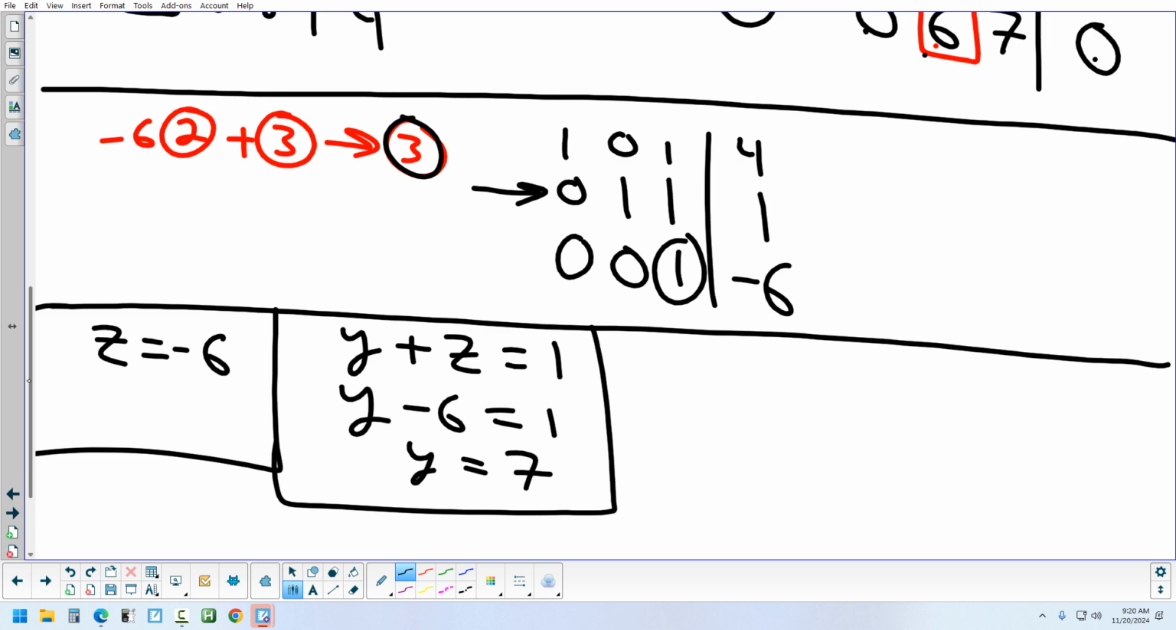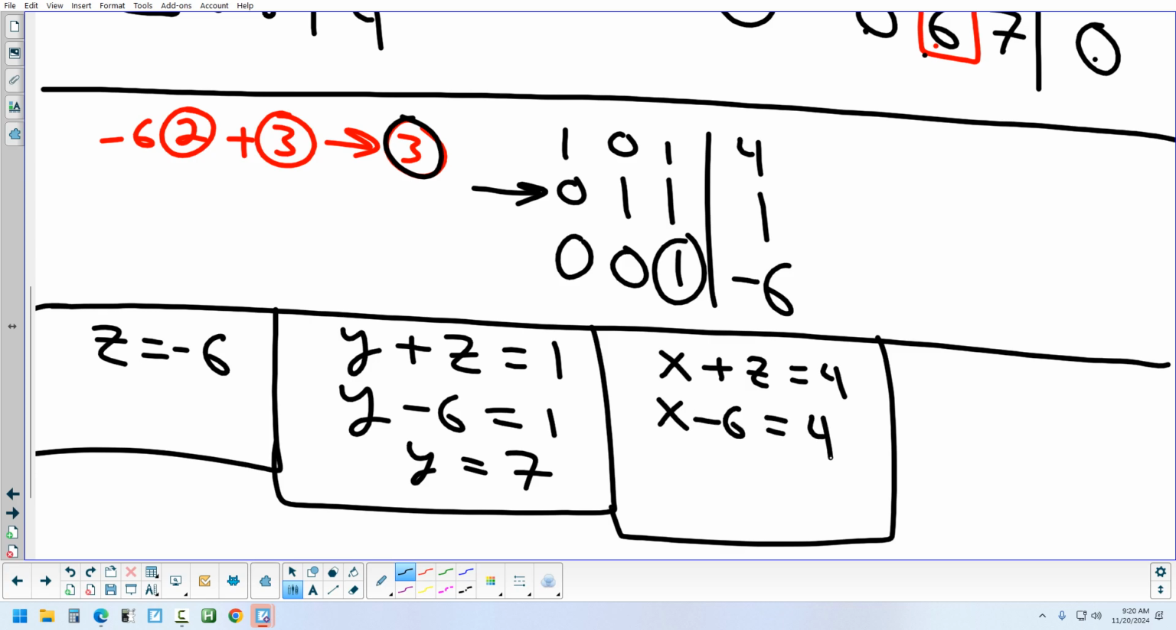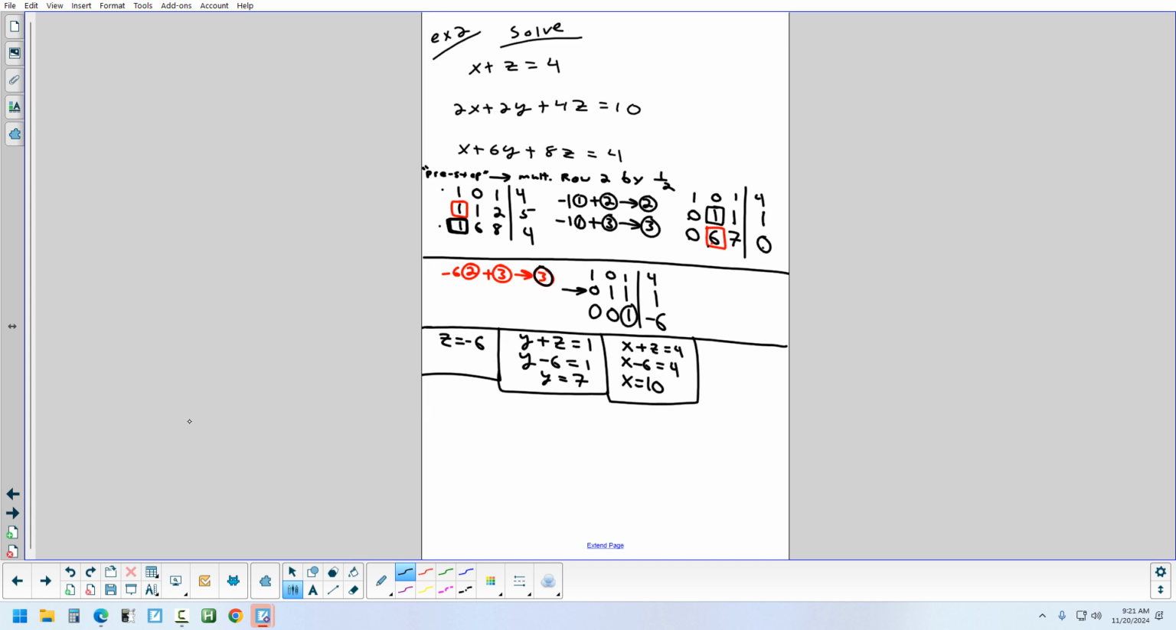And now what does that top equation tell me? 1x plus z, it's the one we just said. And we're going to plug in z, -6. Okay, so now when we solve that, what do we get for x? We get 10. Okay, and that's the whole process.